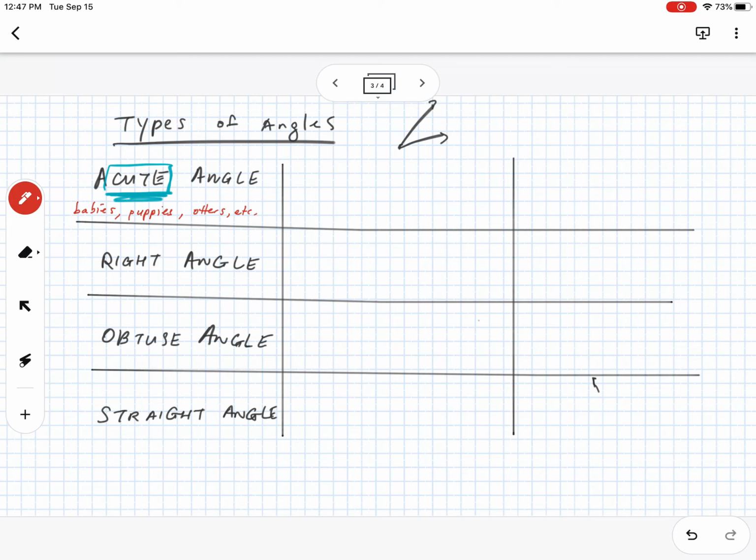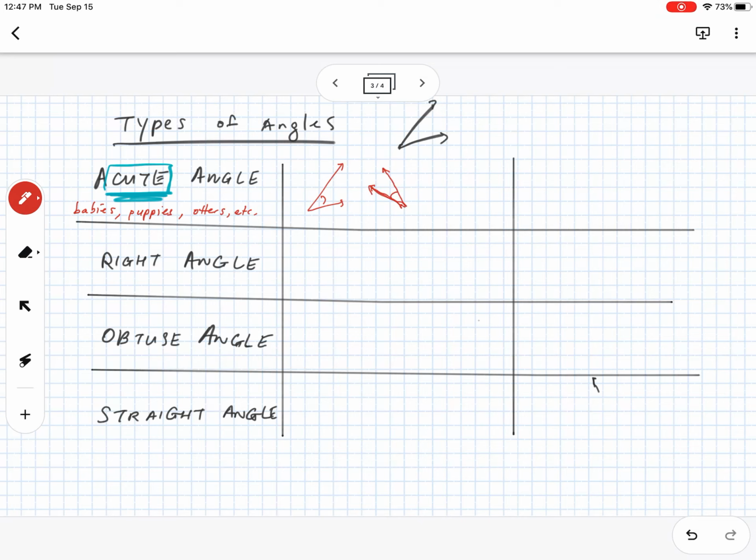We wouldn't look at an elephant and say that it's cute. We wouldn't look at a monster and say that it's cute. So acute angles are the cute angles. They're the ones that are little. They're the ones that are small. And so what do I mean by that? The angles here are little. Okay, so here are some examples.